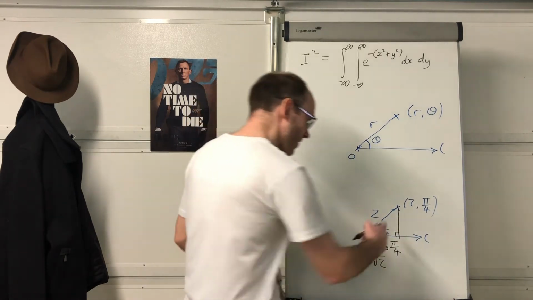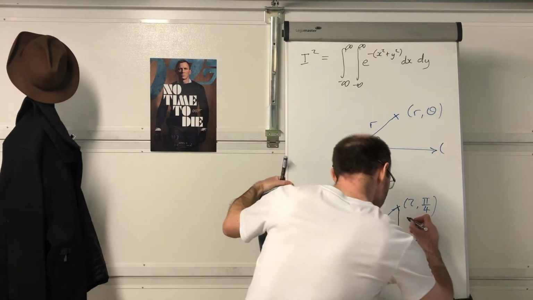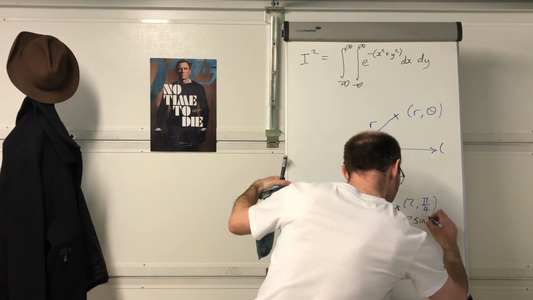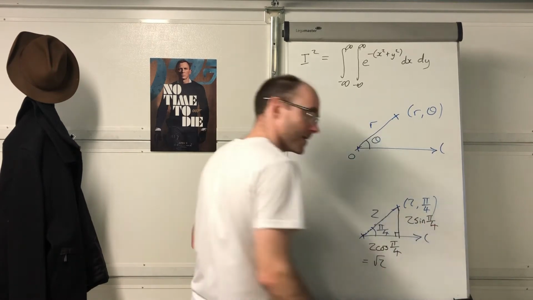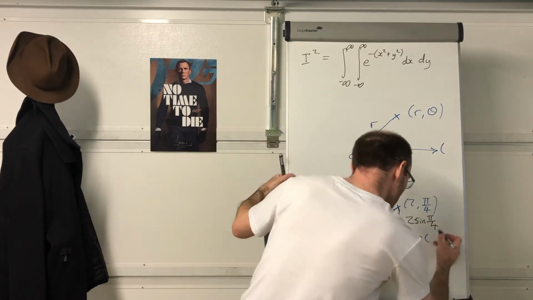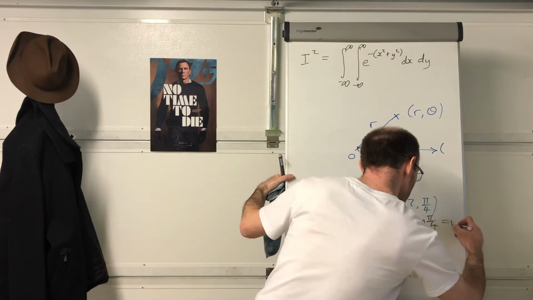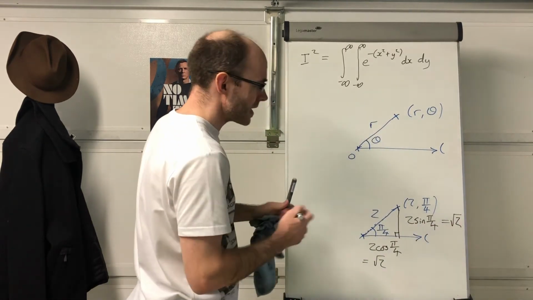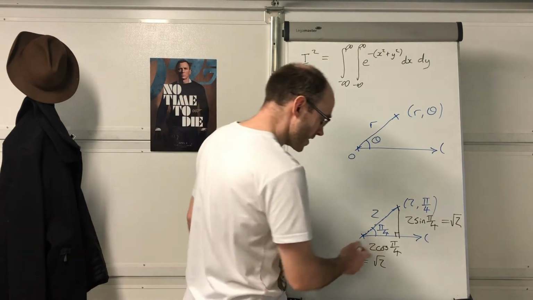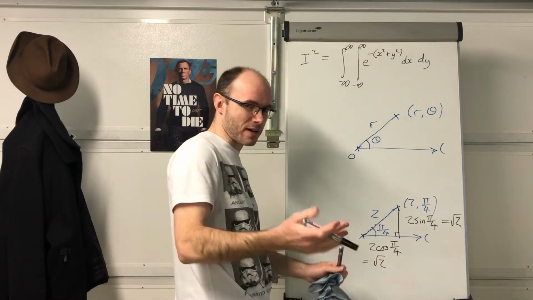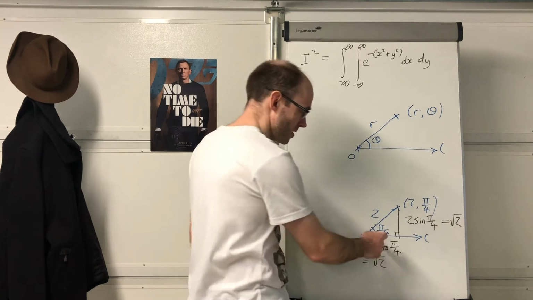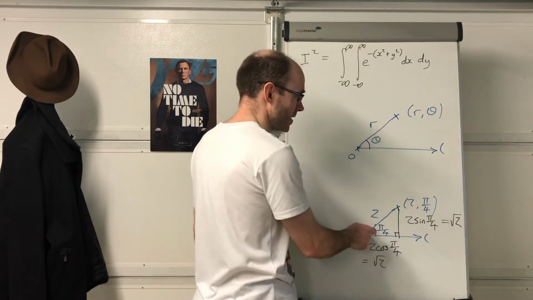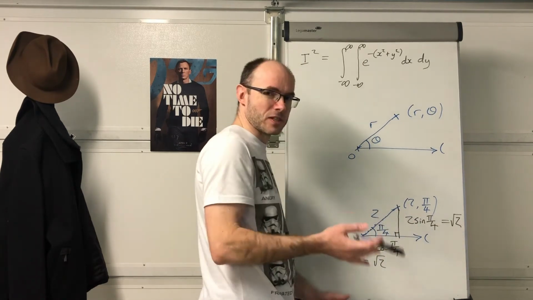Right? And then this here, what's that going to be? That's going to be 2 sine pi over 4. Yeah, sine pi over 4 is the same, isn't it? So that's also going to be root 2. Okay, so that means in Cartesian coordinates, it will be root 2, root 2. You can check that using Pythagoras' theorem, of course. That squared plus that squared equals that squared. Okay, so you see how that works?